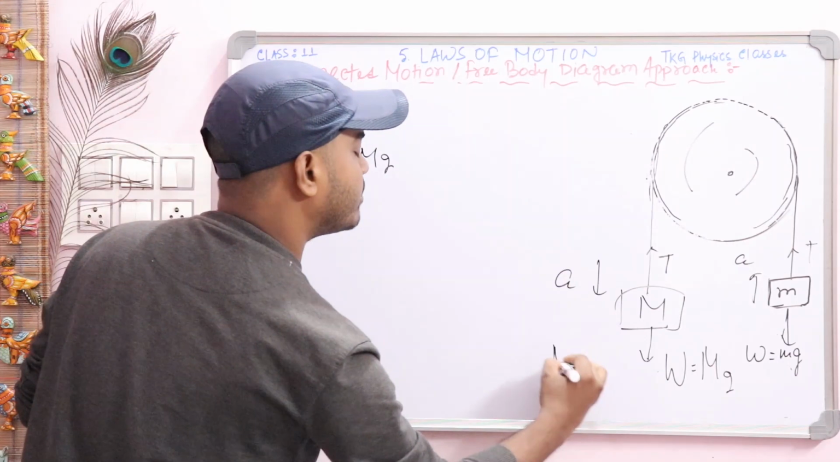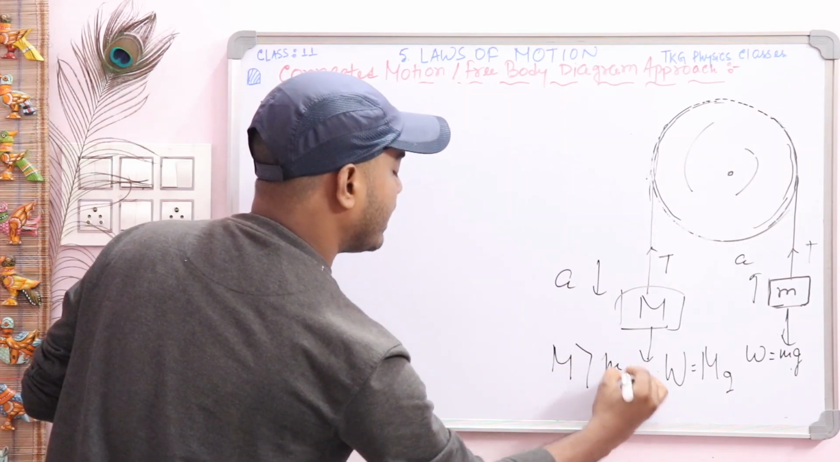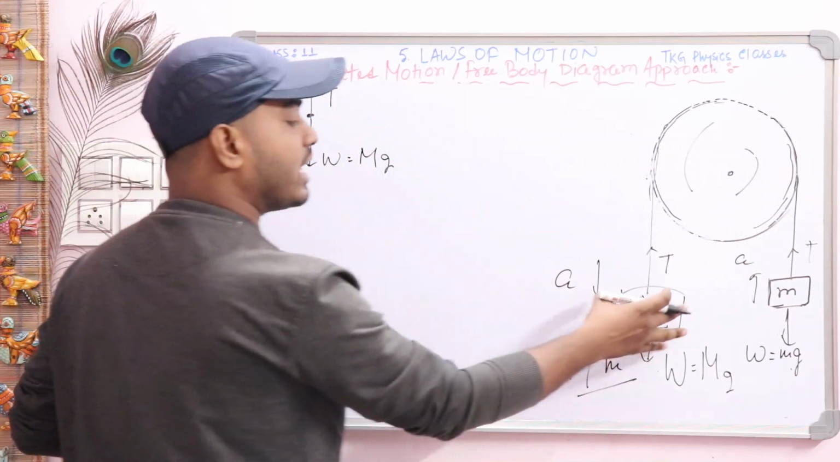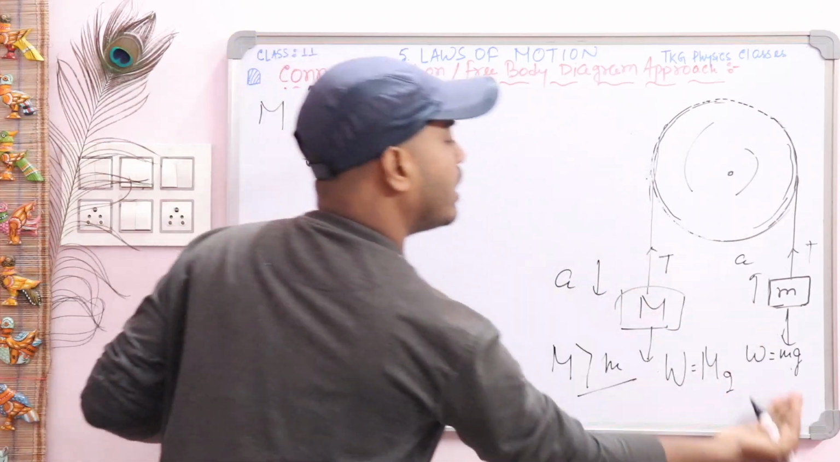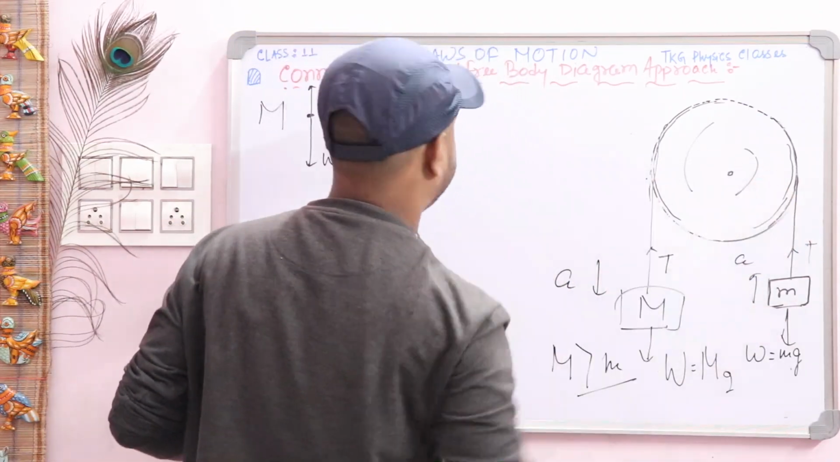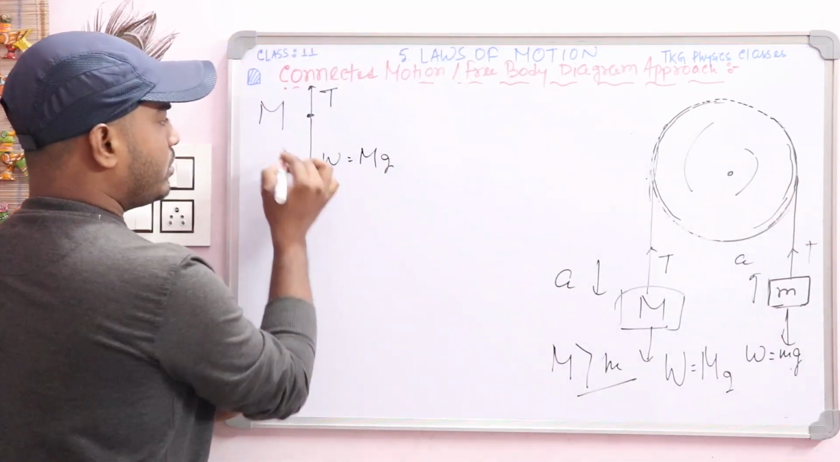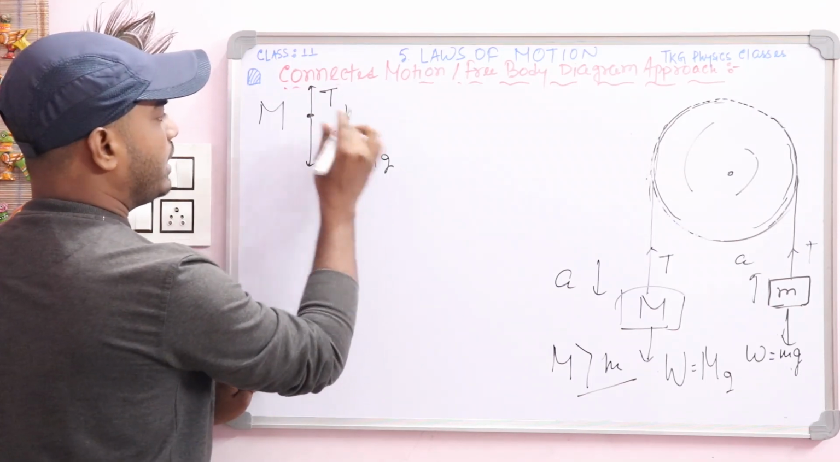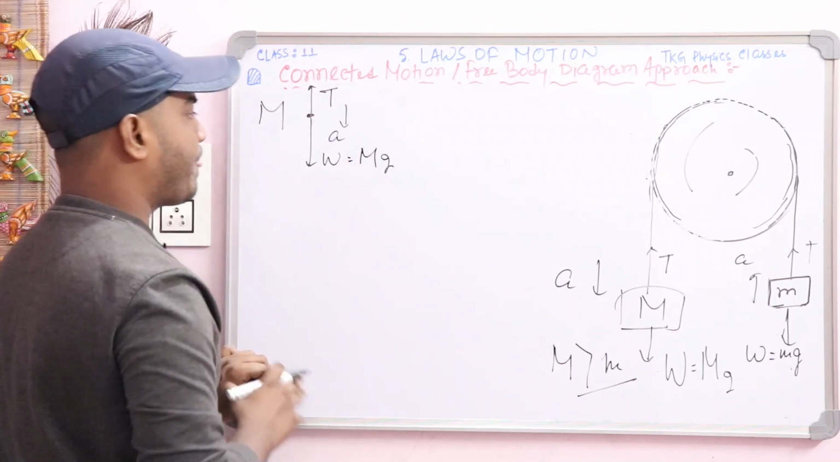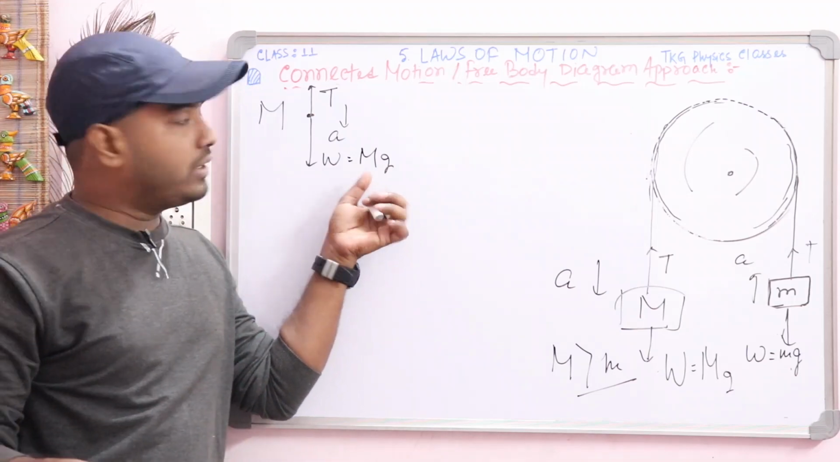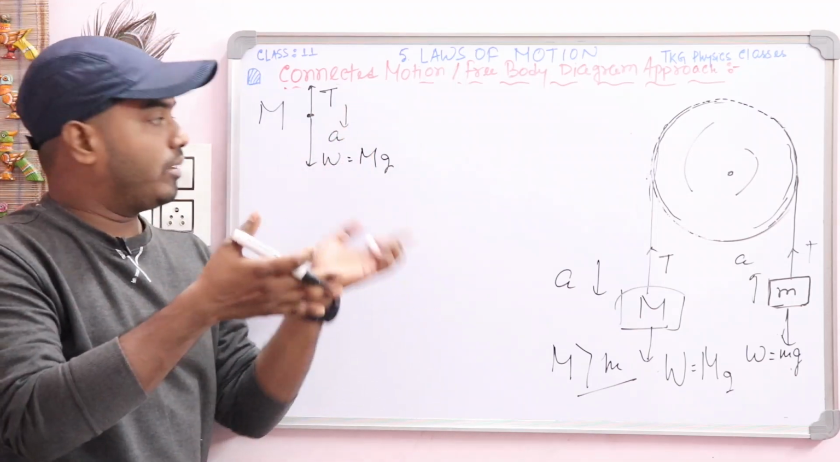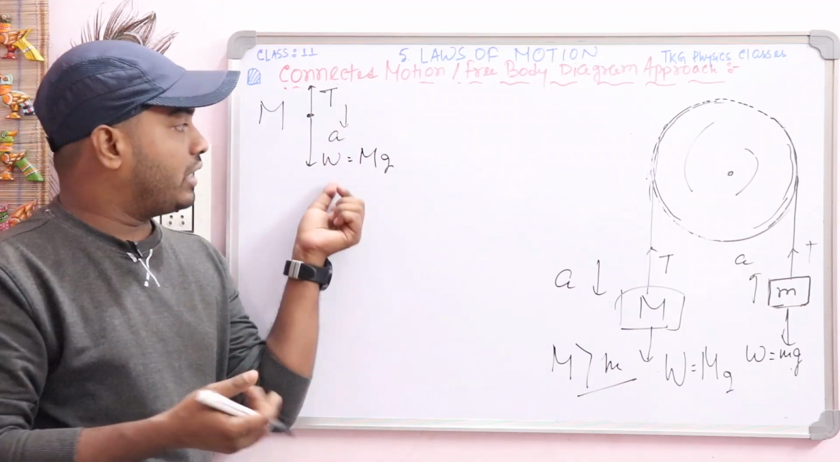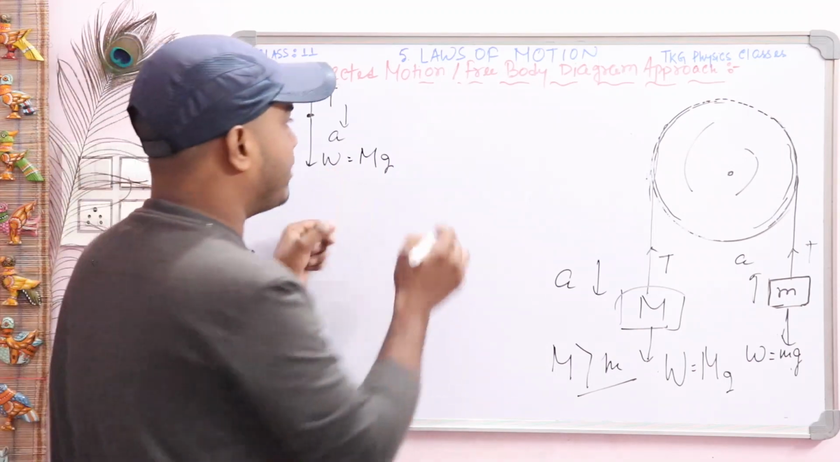Suppose it is given that capital M is more than small m. So this is the heavier mass. This body is moving downward, and so this body will move upward. So this body is moving with an acceleration A in the downward direction. Now you see, mg is downward, tension T is upward, and the body is moving downward. So the net force on body capital M, write it down.